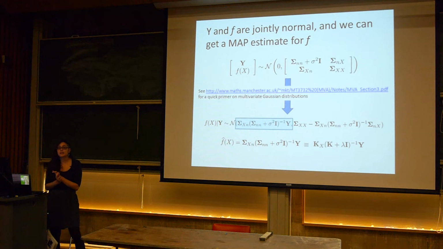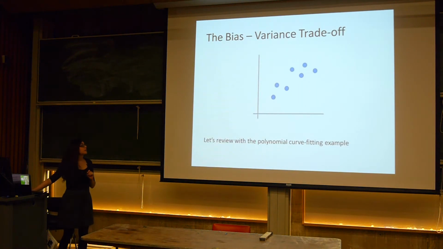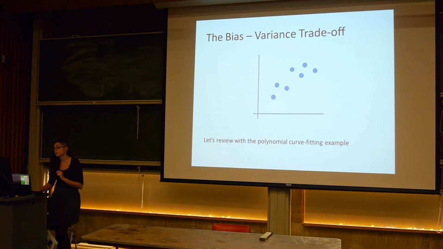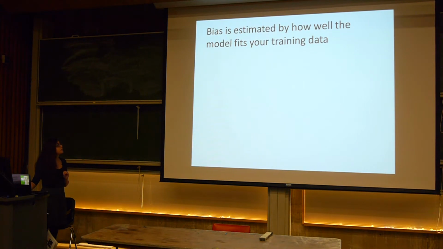Boo, if you want to add anything. Okay, great. Good. So let's talk about the bias-variance trade-off. We're going to talk about polynomial curve fitting at first, and then we're going to talk a little bit more about classification.